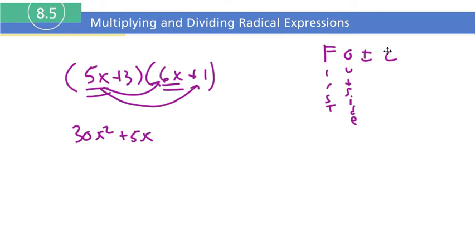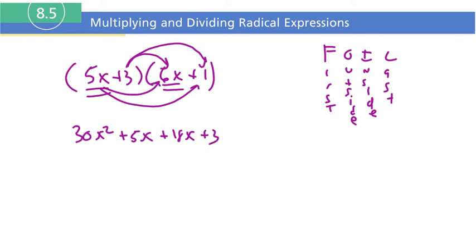I stands for inside. So now we want to multiply the inside terms. That's going to be the 3 and the 6x. So let's multiply 3 and 6x, and that's going to give us 18x. And lastly, we're going to do the L, which is last. That's going to be the 3 and the 1. 3 times 1 is 3.